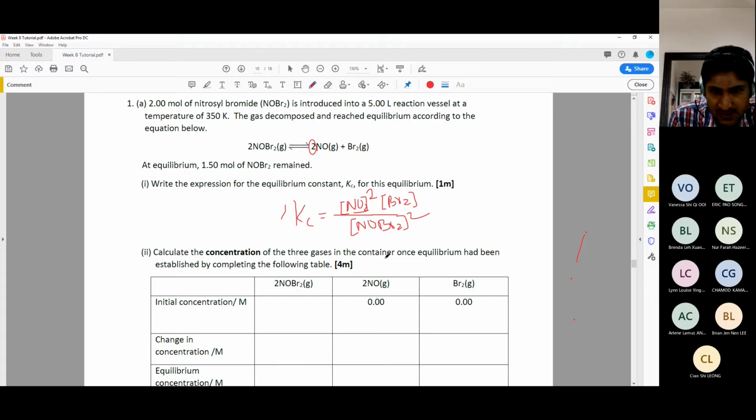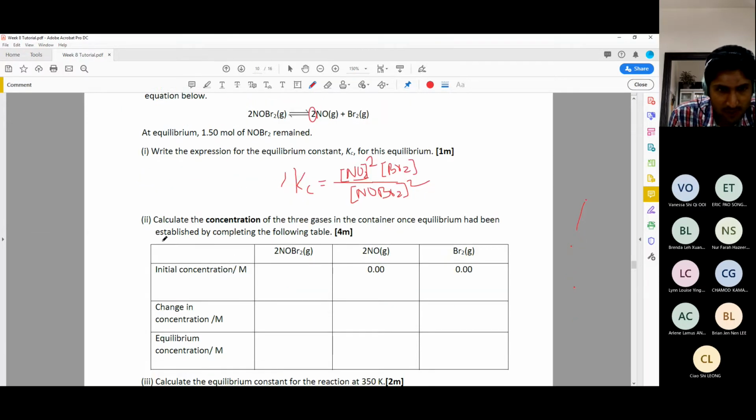Right, so this is the expression of the equilibrium constant, and it says to calculate the concentration of the 3 gases in the container once equilibrium has been established by completing the following table. So when it says completing the following table, or when a table is given, please write it in the table. This is better for you, for us both.